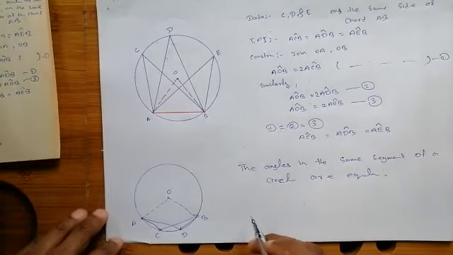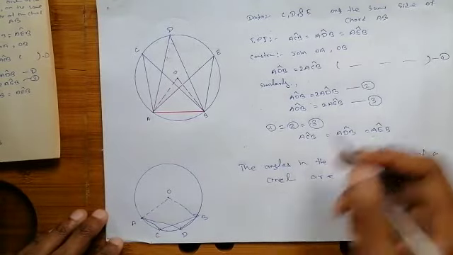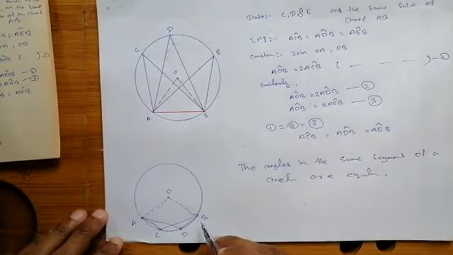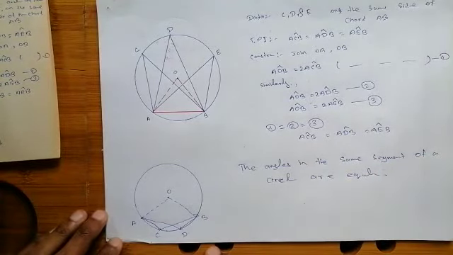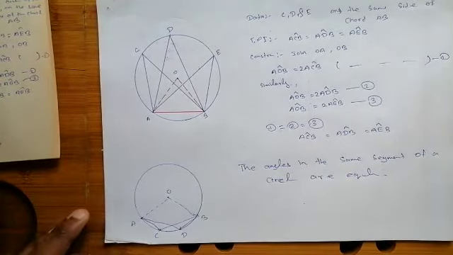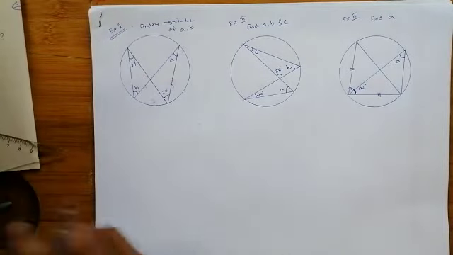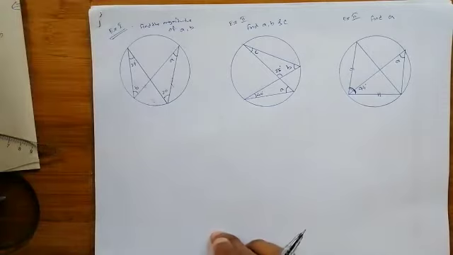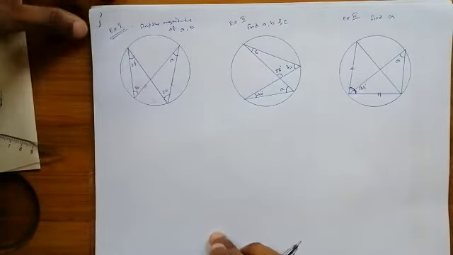Major arc, minor arc, both can subtend equal angles. You can check whether this proof works with this figure also. Okay students, you have three example questions here. Copy the figures and we'll go for the questions.